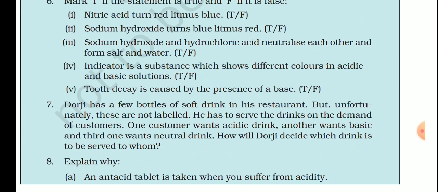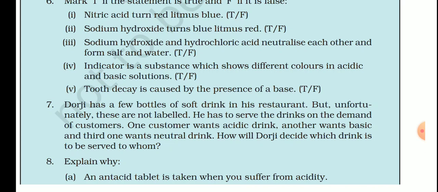The antacid tablet contains a base like milk of magnesia which neutralizes the acid produced in the stomach. Hence, it is used while suffering from acidity. Okay, I am repeating the answer again. The antacid tablet contains a base like milk of magnesia which neutralizes the acid produced in the stomach. Hence, it is used while suffering from acidity.